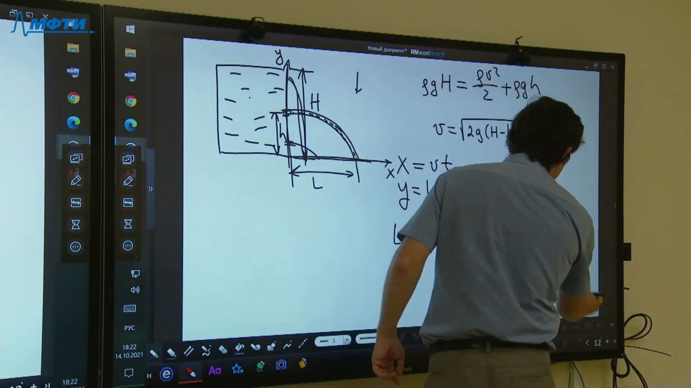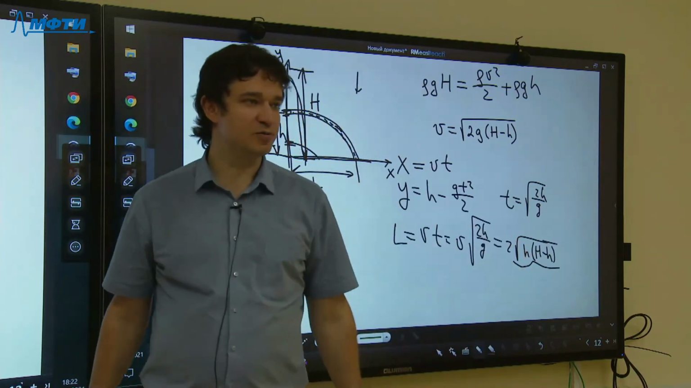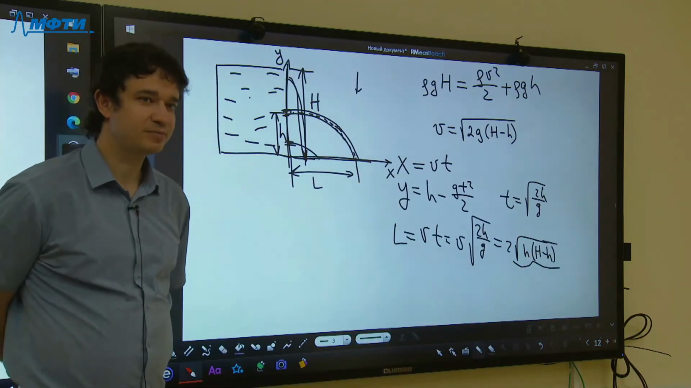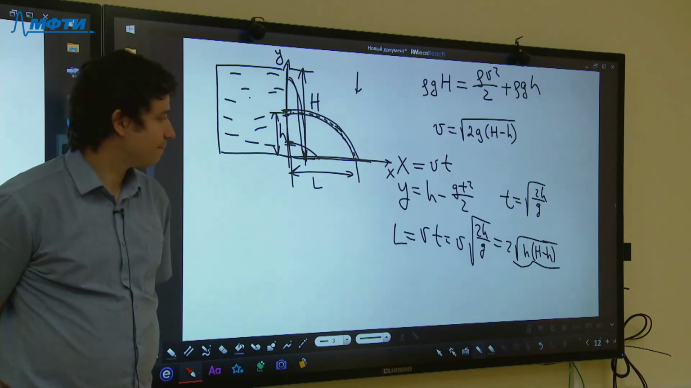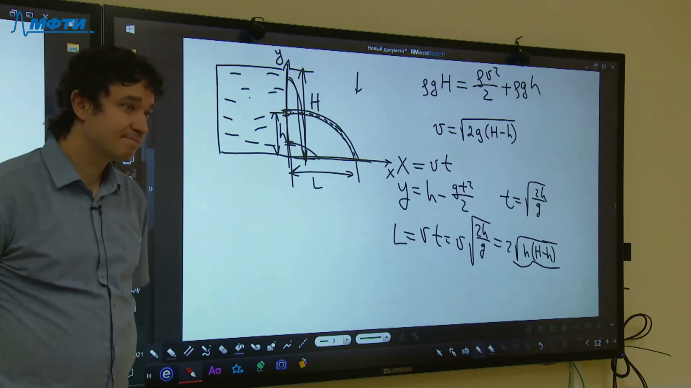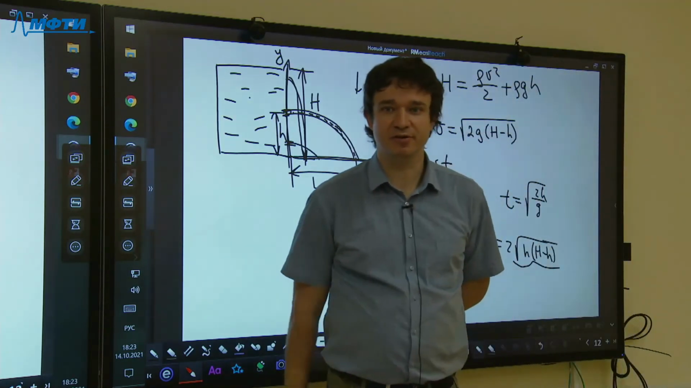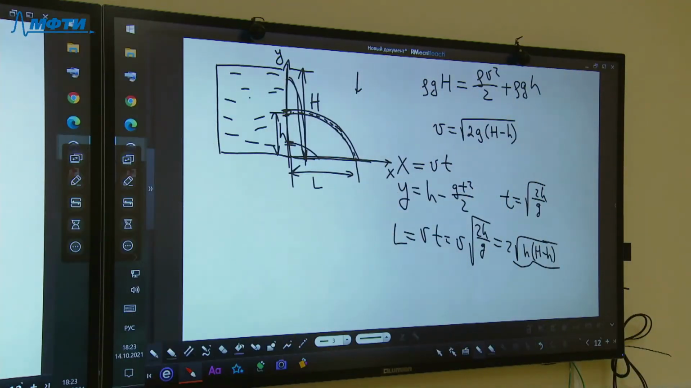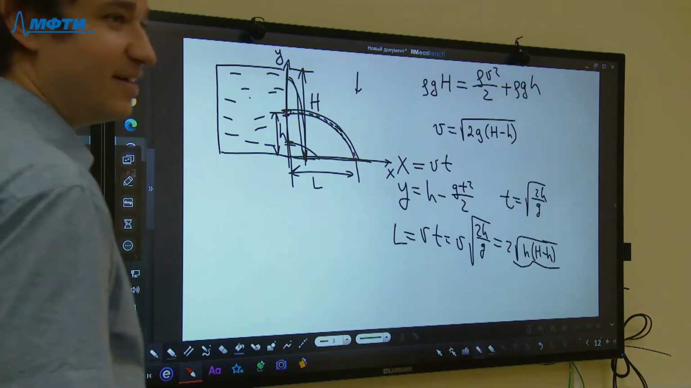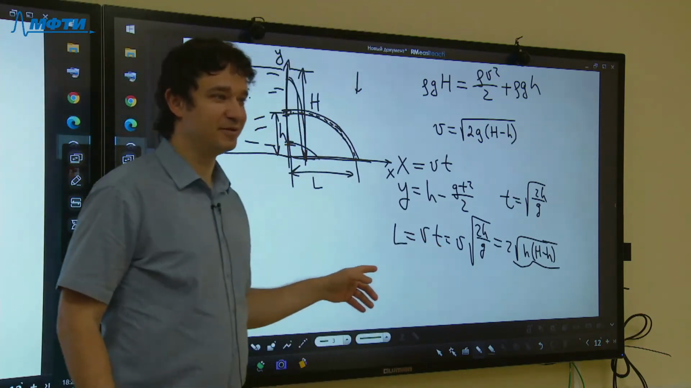Okay, and how to find the optimal value of small h from this equation? Any ideas? Derivative. One of them is take the derivative. Okay, what's your idea? Derivative too, yes? Derivative. Okay, any other ideas except for derivative? It can be done without the derivative.